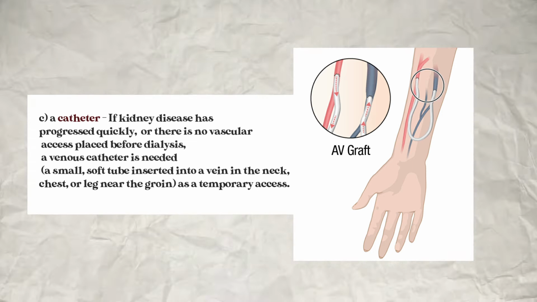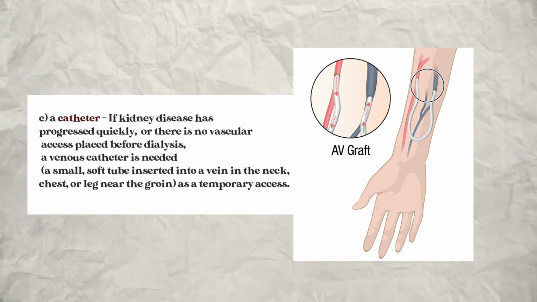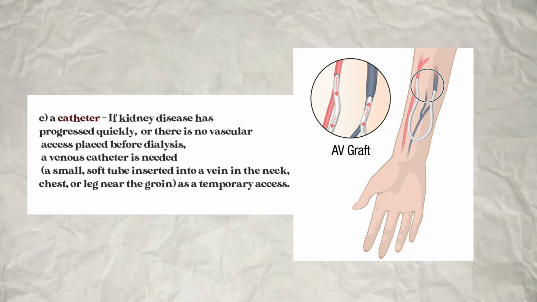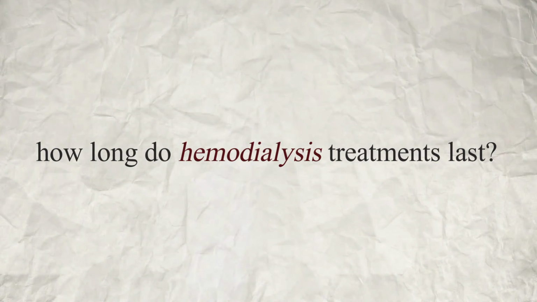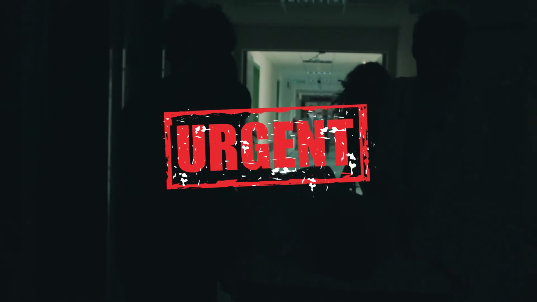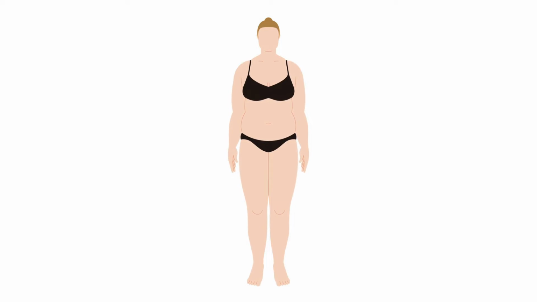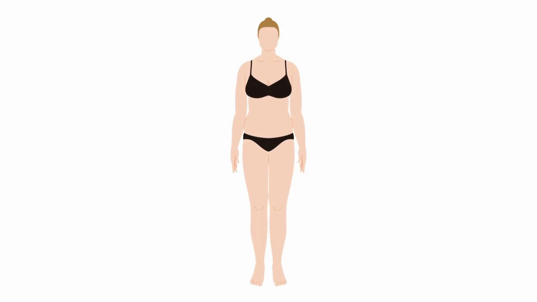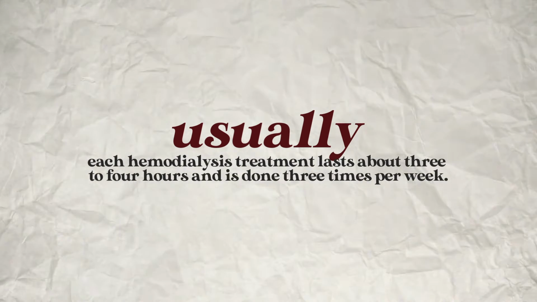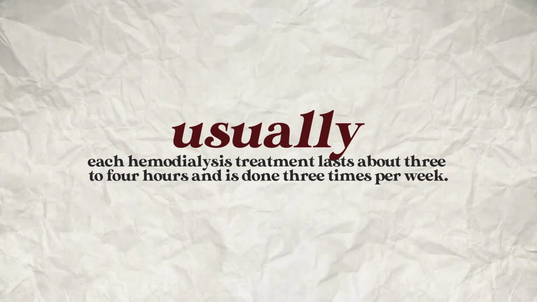If kidney disease has progressed quickly or there is no vascular access placed before dialysis, a venous catheter is needed as a temporary access. How long do hemodialysis treatments last? The time needed for your dialysis depends on number 1, how well your kidneys work, number 2, how much fluid weight you gain between treatments, and number 3, how much waste you have in your body. Usually, each hemodialysis treatment lasts about 3 to 4 hours and is done 3 times per week.